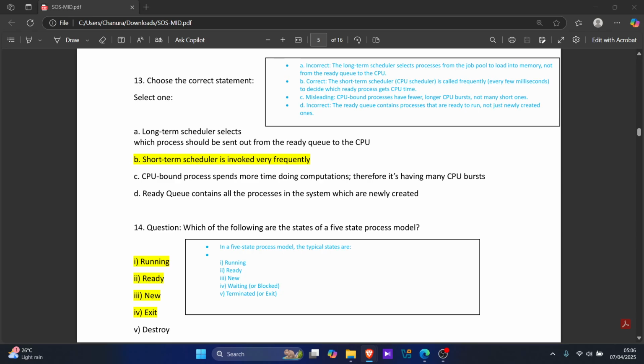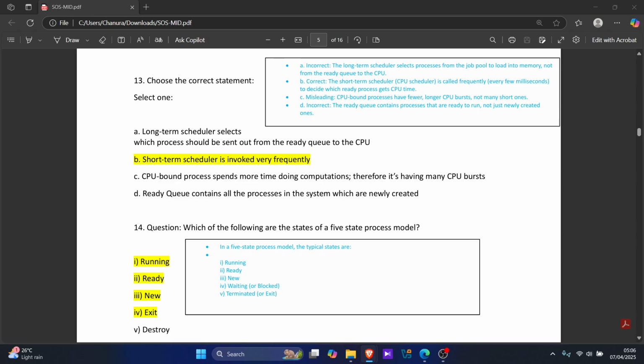Okay, so I need to figure out which of these 4 statements about operating systems is correct. Let's go through each one step by step. Starting with option A, long-term scheduler selects which process should be sent out from the ready queue to the CPU. I remember that the long-term scheduler, also known as the job scheduler, is responsible for bringing processes from the job pool into the ready queue. The short-term scheduler, or CPU scheduler, is the one that actually selects which process in the ready queue gets the CPU next. So option A is mixing up the long-term and short-term schedulers.